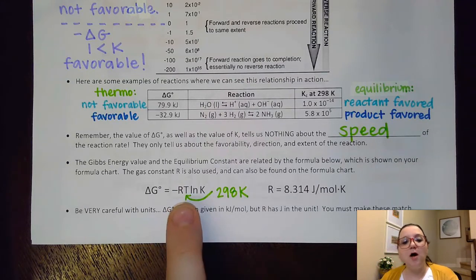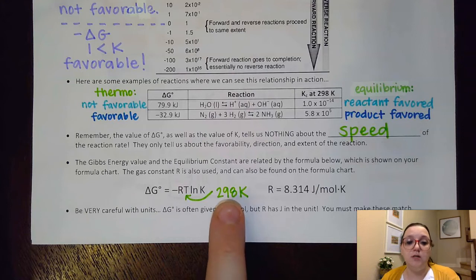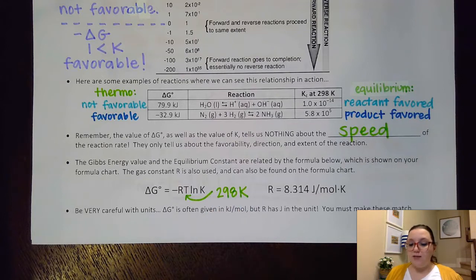One last thing, more often than not, your temperature is going to be at standard conditions. It's going to be at 298 Kelvin, unless somehow otherwise stated in the problem. So with that said, let's go ahead and flip the page and see how we would do some of these calculations.